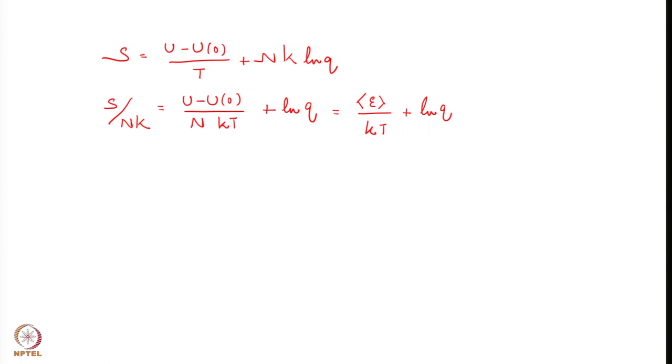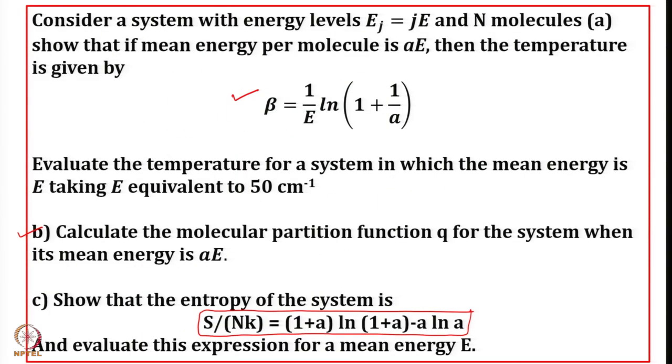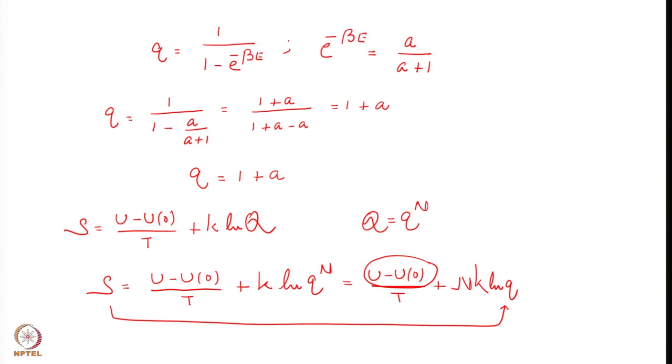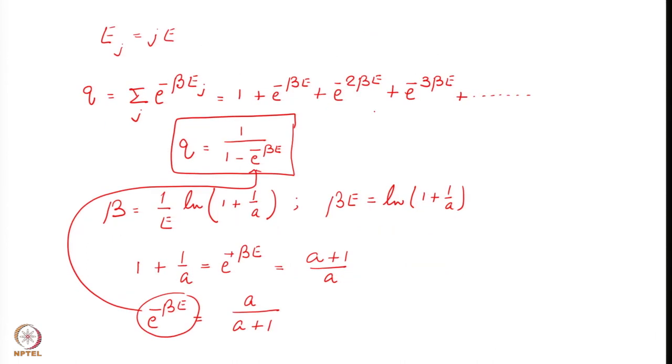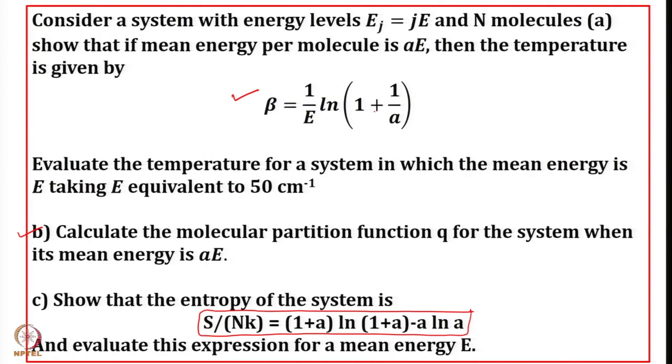What are we supposed to get? We are supposed to get this expression, that S by NK is equal to 1 plus A log 1 plus A minus A log A. And we have got now up to this. Now the mean energy is given to us, if you look back into the problem statement. The mean energy is A times E. We have to use this.